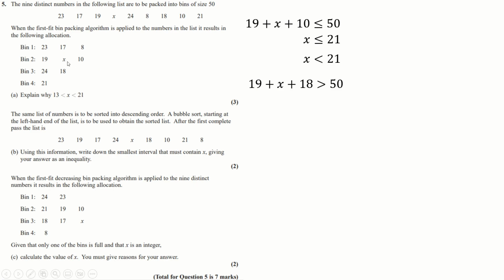So the X went up there, and then the 24 went here, then the 8 went there, then the 18 could have had a choice to go here, but it didn't. It went there, which means 19 plus X plus 18 must have been too big. That's why the 18 had to go here. So we sort this out and we get X is bigger than 13, and that's where both ends of the inequality come from. So that's cool.